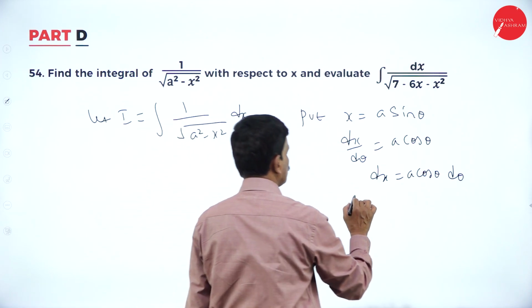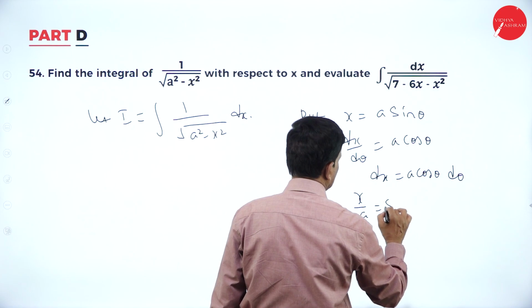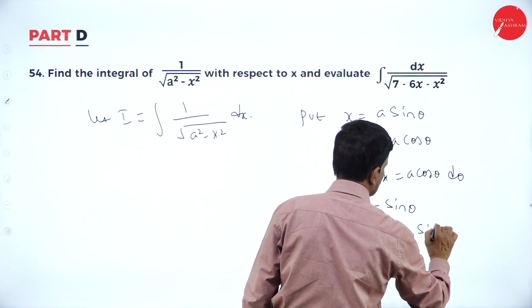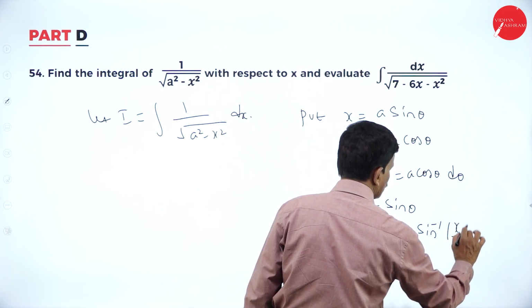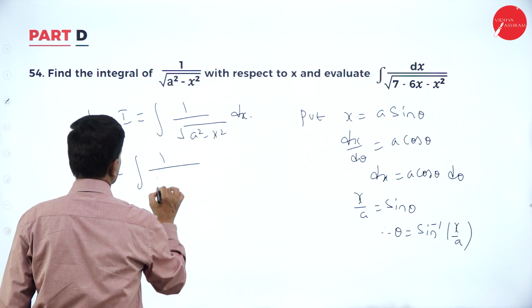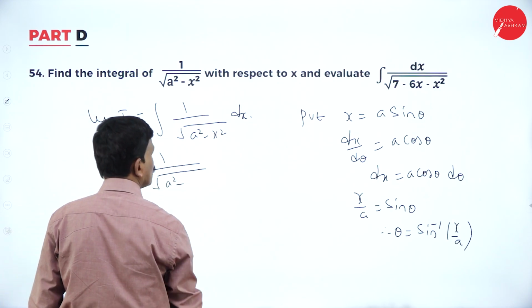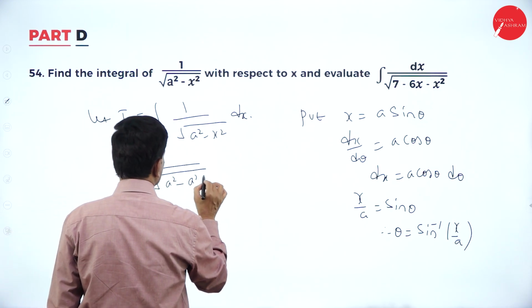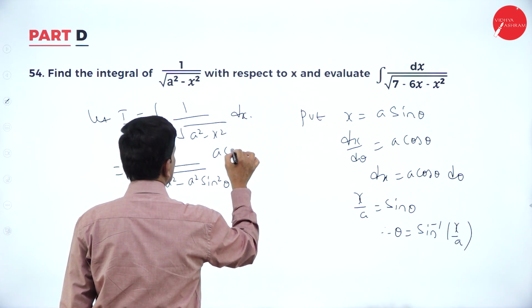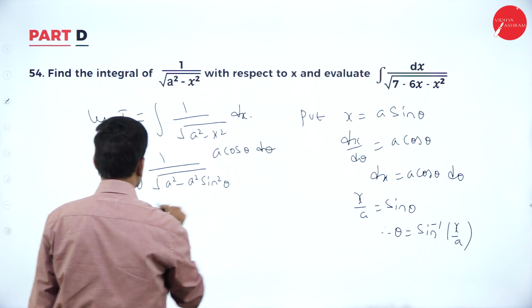Now, what is x from this? What is x by a? X by a is equal to sin theta. Therefore, theta is equal to sin inverse of x by a. Now, evaluate this. This integral becomes integral 1 over root of a square minus a square sin square theta, into dx, which is a cos theta d theta.